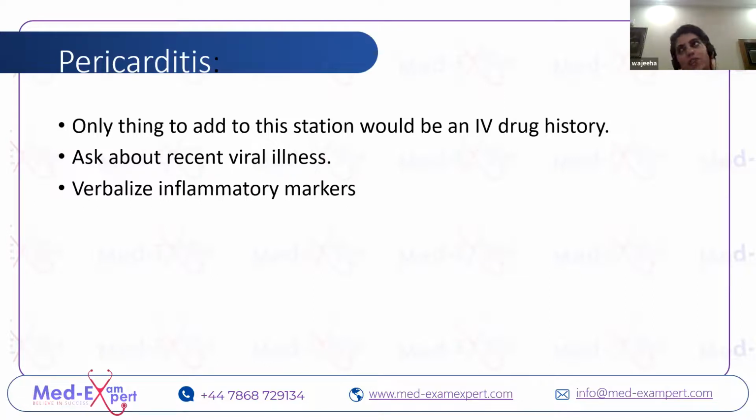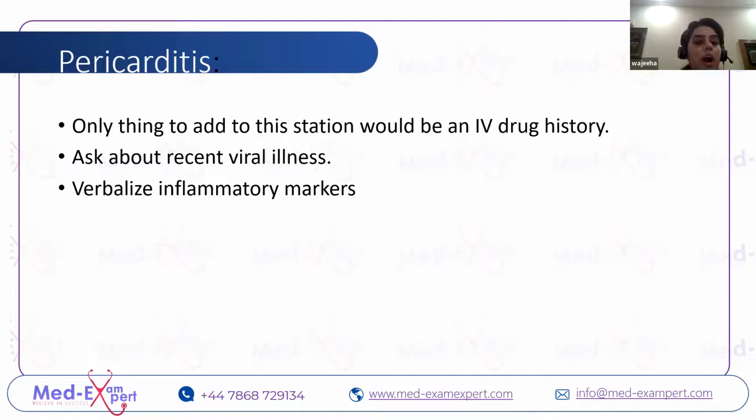Exercise has nothing to do with pericarditis. For God's sake, don't do that, right? Don't ask about diet, don't ask about exercise. Be realistic, right? Anything that you are asking needs to make sense. So don't ask about diet. You're saving your time. The more you compress the information, the more logical you sound, right?